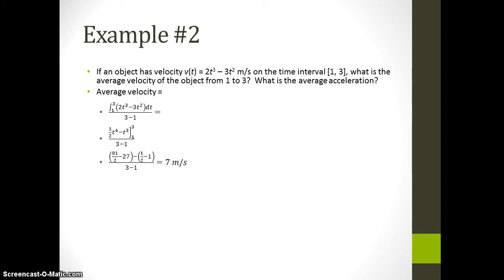We plug in our values, as you can see on the screen, and reduce it down to 7 meters per second. So what that means is on the time interval 1 to 3, our average velocity value is 7 meters per second.